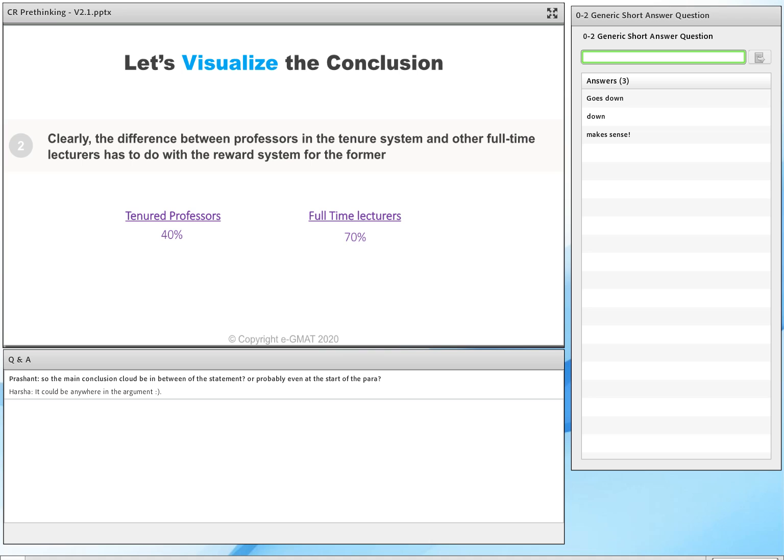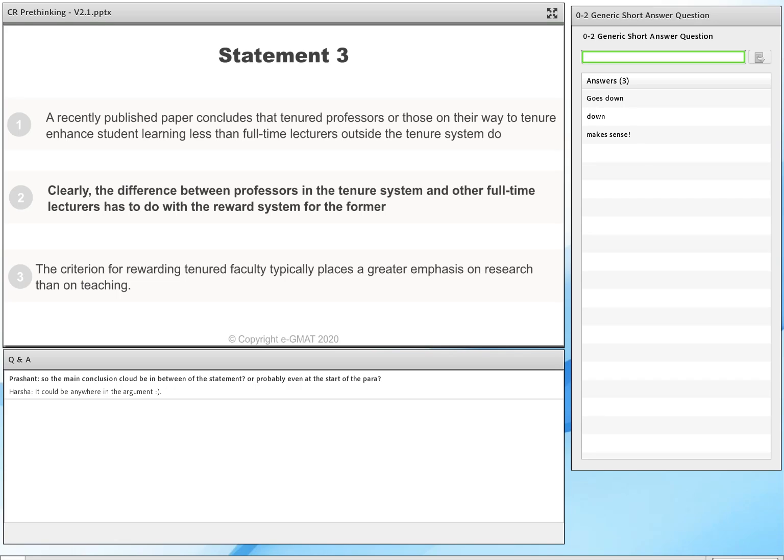There are multiple ways to visualize it. There's no one right way to visualize it. There are multiple correct ways, as long as you visualize it. So I want you to understand 2 or 3 things about the conclusion. And I'm going to go back over here.